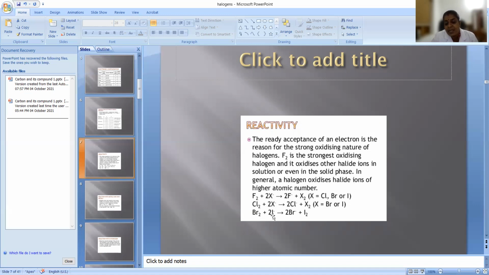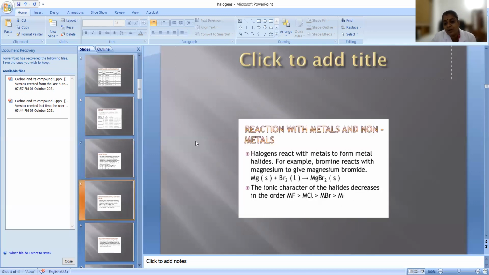For example, Br2 plus 2I minus: iodide is less reactive, so bromine will replace the place of I minus and it becomes 2Br minus and I2. Okay, that's all about the reactivity.